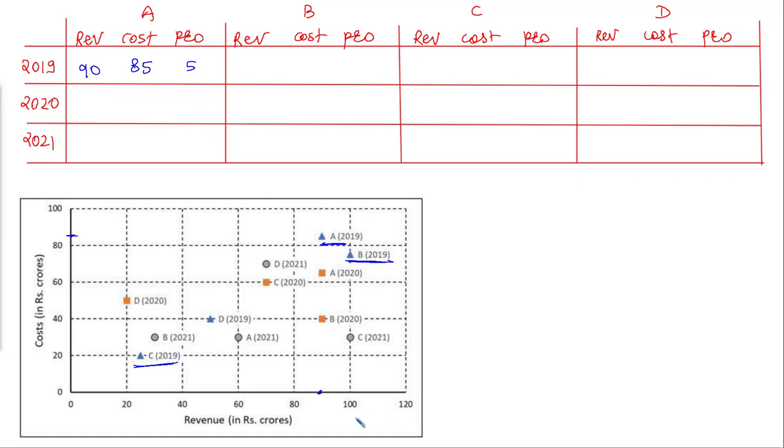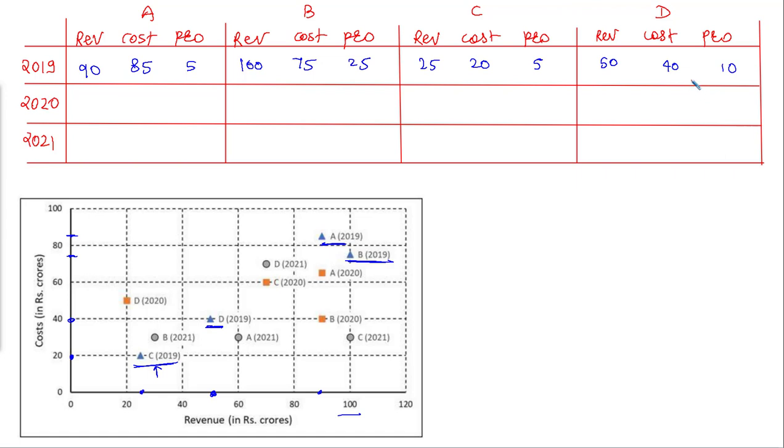For company B, the revenue is 100. The cost is somewhere here, 75. The profit is 25. For company C, the revenue is 25 and the cost is 20, and the profit is 5. For company D, the revenue is 50, cost is 40, and then the profit is 10.